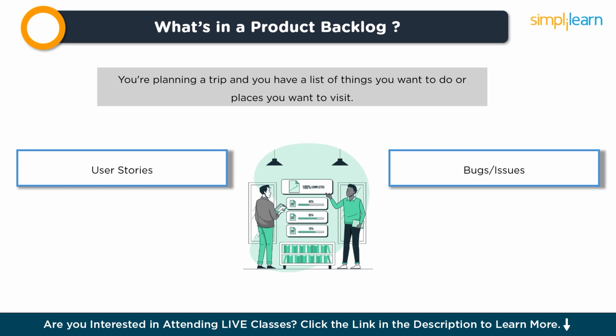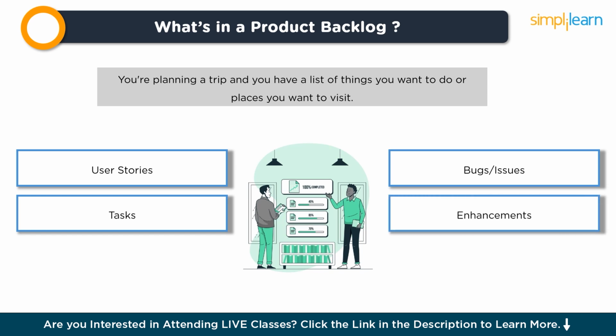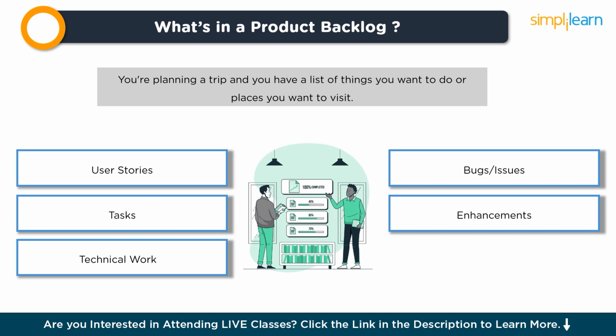Bugs, issues. Any flaws or malfunctions within the product are documented here for resolution. Tasks. These entail specific actions necessary for fulfilling a user story or rectifying a bug. Enhancements. Suggestions for improving the product's functionality or value, not necessarily related to troubleshooting. Technical work. Tasks related to enhancing the product's technical aspects, such as code based refinement or software component updates.